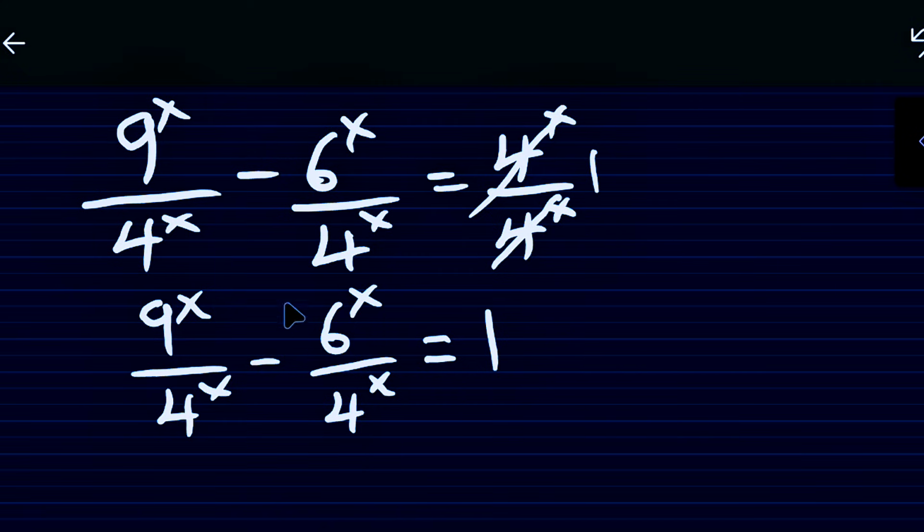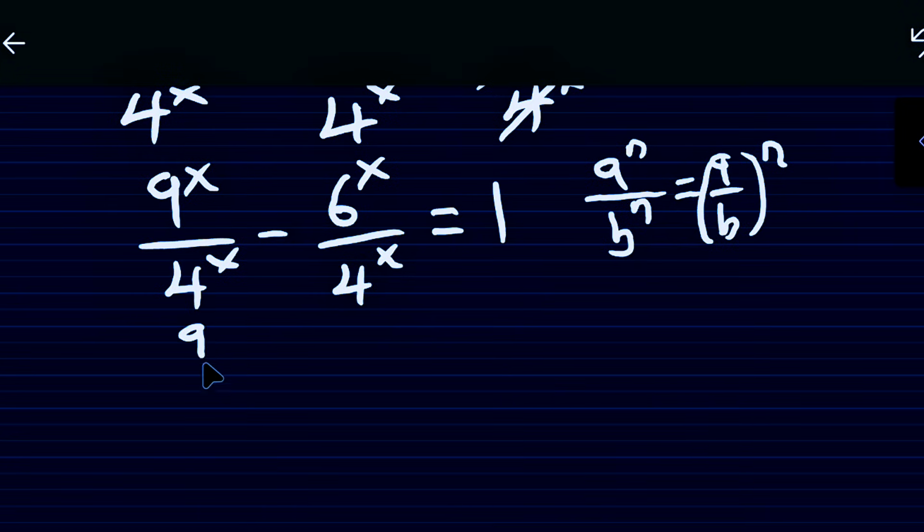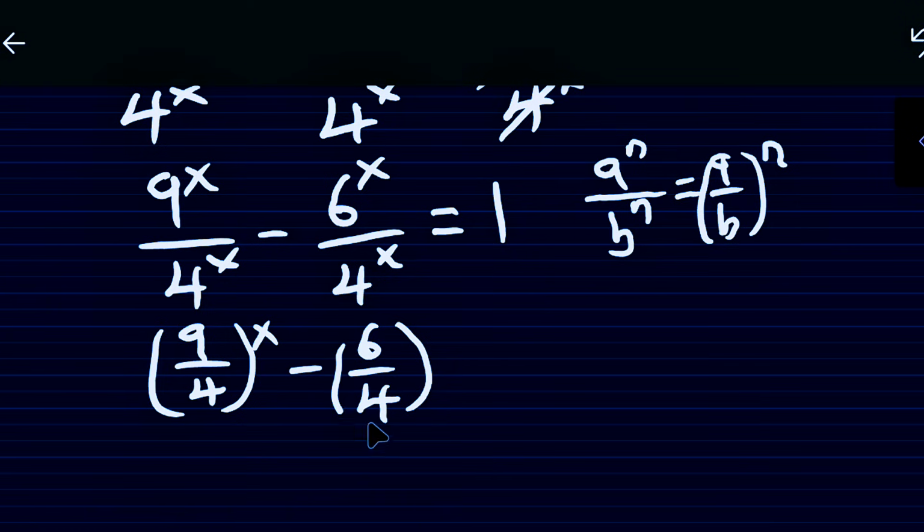Okay, so for these two terms here, we are going to apply this exponential rule. If you have a exponent n divided by b exponent n, this equals a divided by b, because we'll have a common exponent here. Okay, so if we apply the same rule here, we are going to have 9 divided by 4 all exponent x minus 6 divided by 4 all exponent x, and this equals 1.